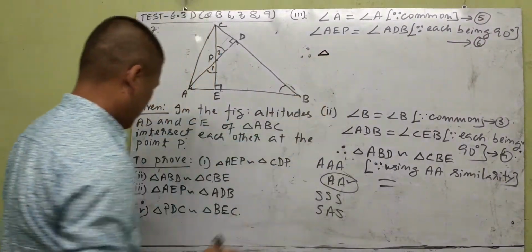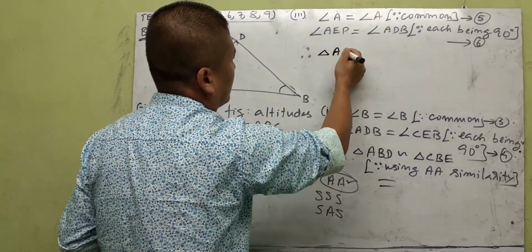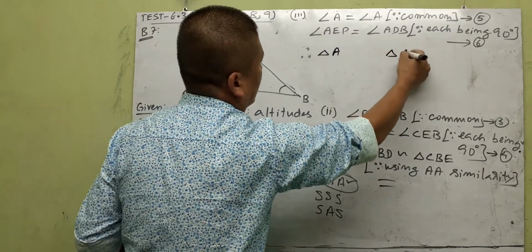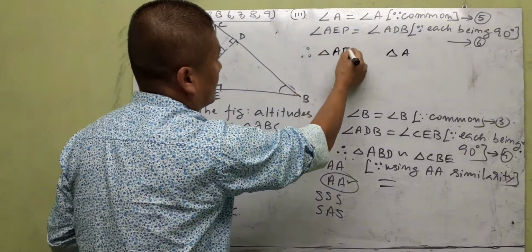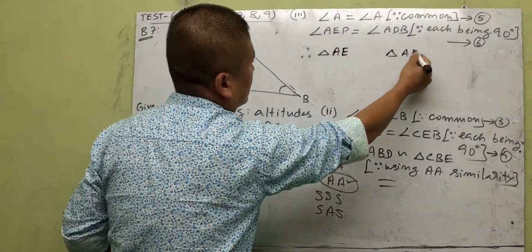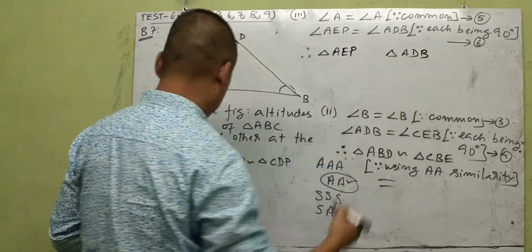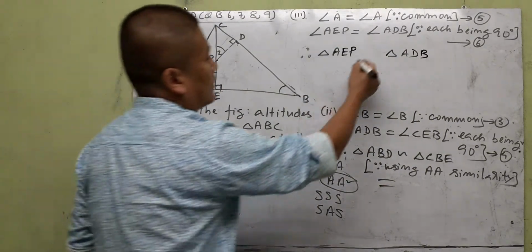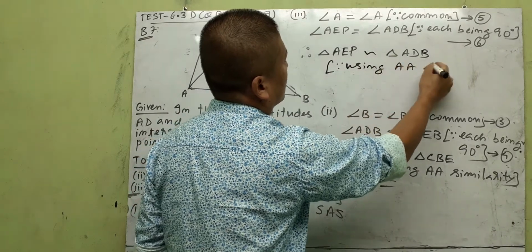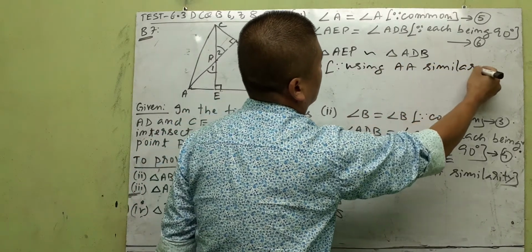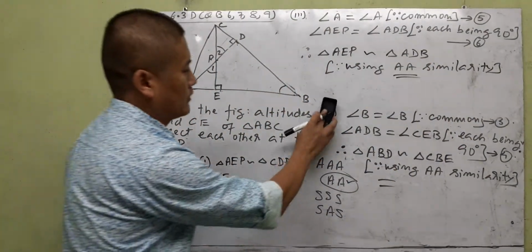So triangle, they have written A first, so here A for the bigger one also. Then they have written E second, the exact middle point E. Here the middle letter is D, so here also D. Left is P, so just write P, and left is B. Now it's matching: ADB, AEP. They will be similar using, again, double A similarity criterion.